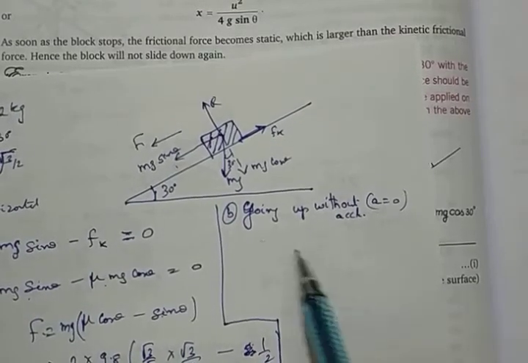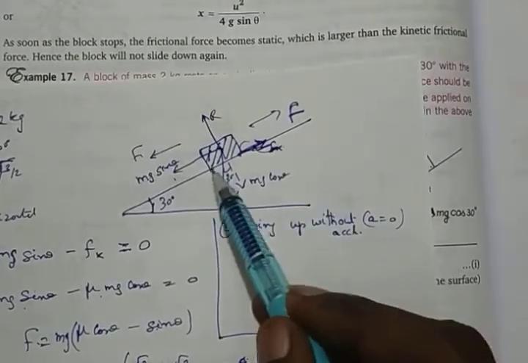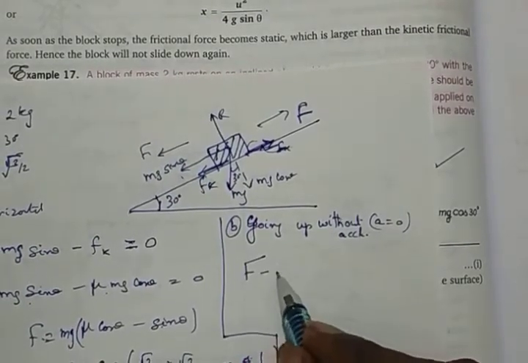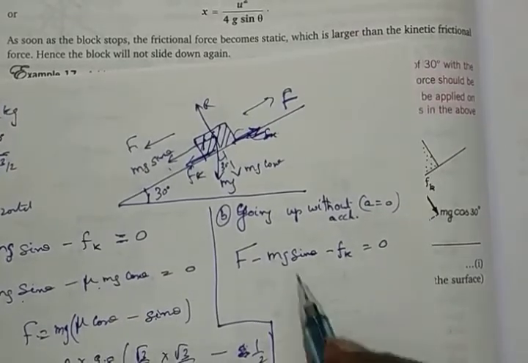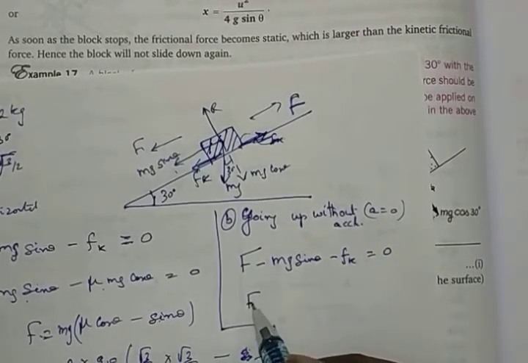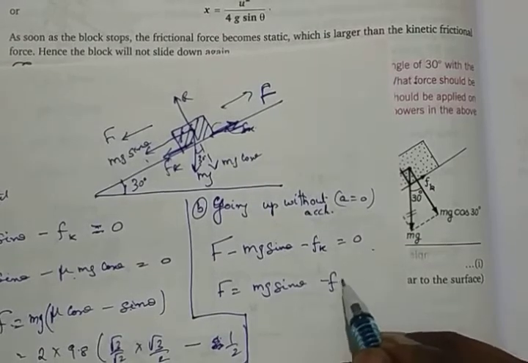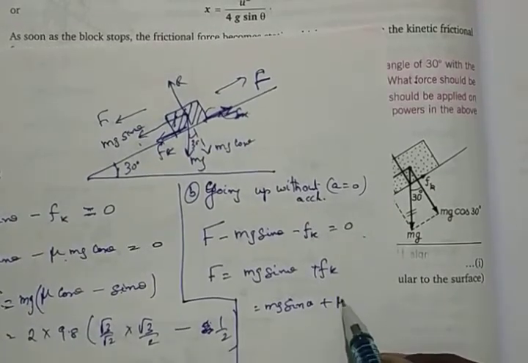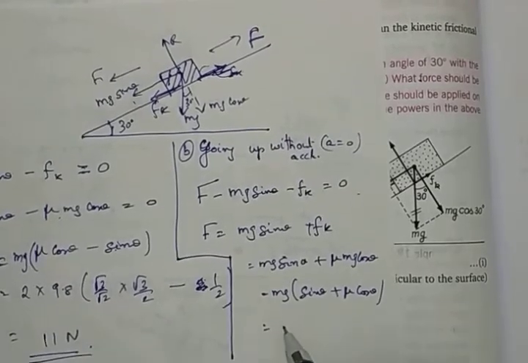So when it goes up, how will it happen? This is going to be the force. You apply a force F here, and this will be acting here, Fk. So it is capital F minus mg sin theta minus Fk, that is equal to 0 without any acceleration here. So force is equal to, taking both to the next side, mg sin theta plus Fk, that is plus mu mg cos theta. So mg common outside, sin theta plus mu cos theta, and you just have to put the values here.